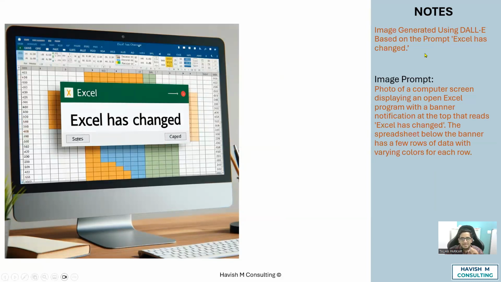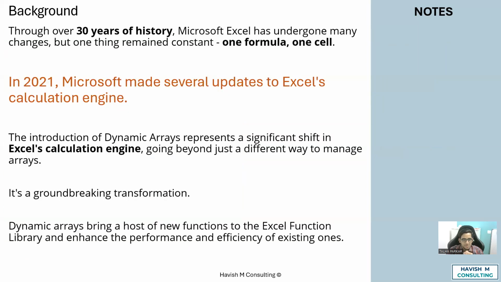Excel has changed. When I say Excel has changed, what does it mean? I'm assuming most of you work on Excel. You've done projects or some sort of analysis, maybe in your previous roles anywhere, or maybe in the current curriculum as well. So in 2021, what happened was Excel changed its calculation engine.